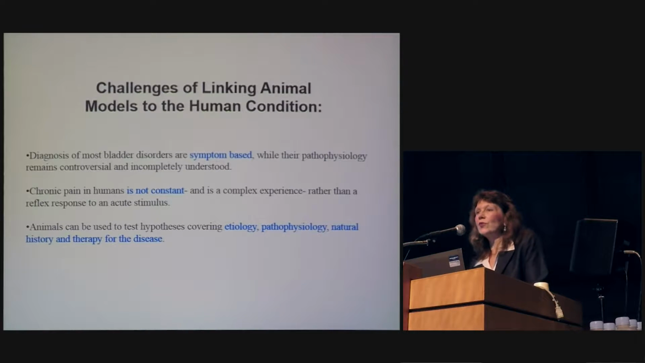And as we'll discuss, chronic pain is not constant. It's very complex. It varies from patient to patient. It's not really a reflex response to an acute stimulus. So while animal models are indeed difficult to link, oftentimes they are necessary. They're necessary to test various hypotheses in terms of the etiology, the pathophysiology, the natural history, and even the therapy for a disease.